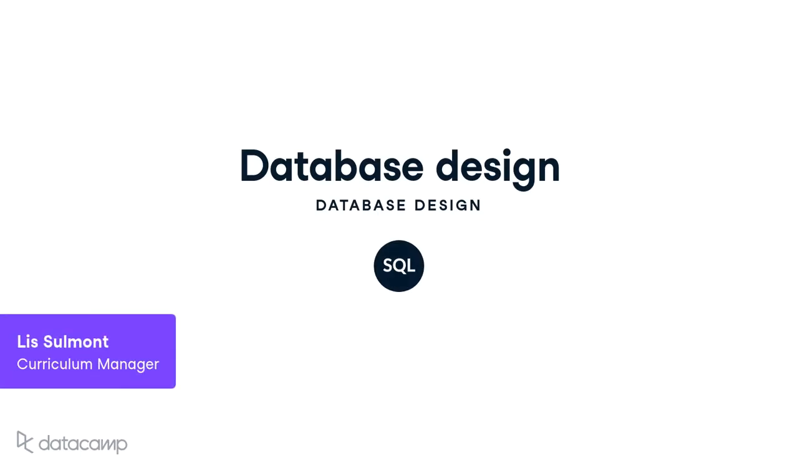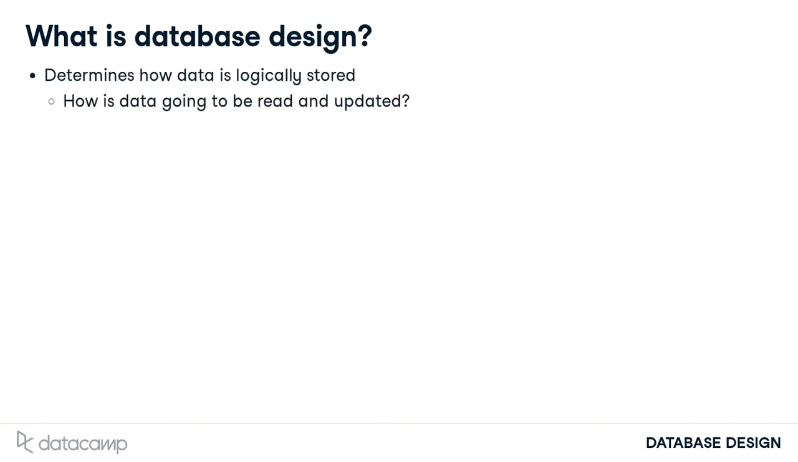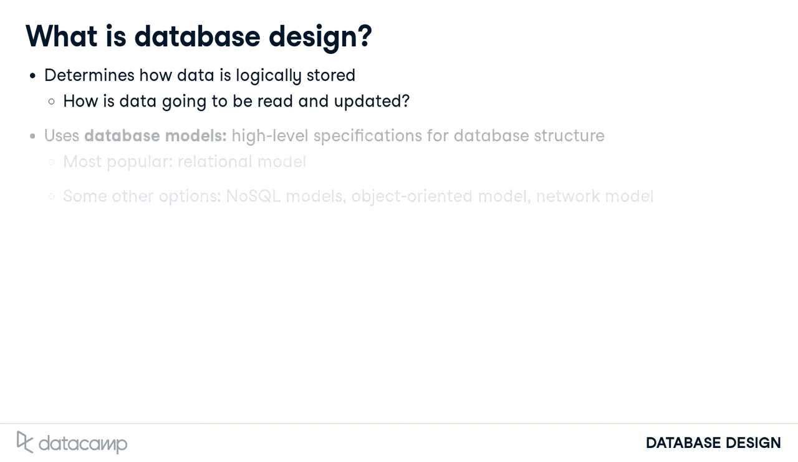Let's learn more about what database design means. Database design determines how data is logically stored. This is crucial because it affects how the database will be queried, whether for reading data or updating data. There are two important concepts to know when it comes to database design: database models and schemas.